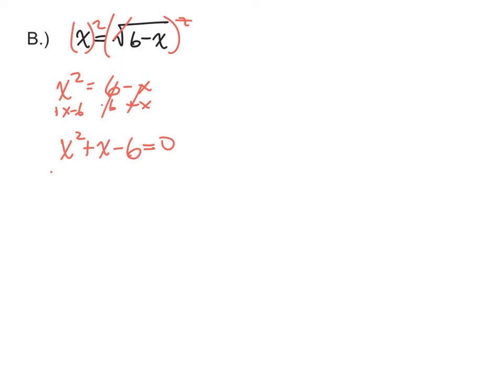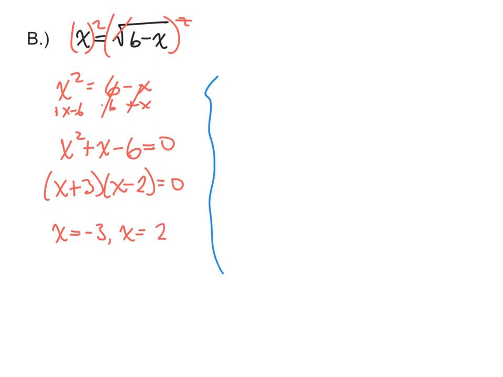In order to solve that, we're going to need to factor it. X plus 3, x minus 2. So we get x is equal to negative 3 and x is equal to positive 2. Once again, before we move on, go back and check your answers with the original problem. The original problem was x equals square root of 6 minus x. So first I'm going to plug in negative 3 everywhere that I see an x.